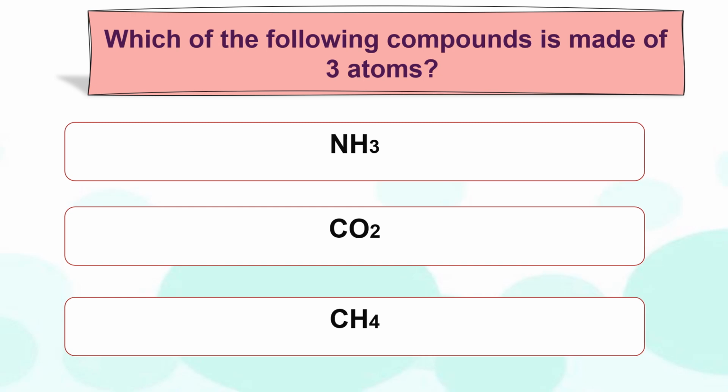Which of the following compounds is made of 3 atoms? NH3, CO2, CH4. You must count how many atoms. N is 1 atom, H3, 3 plus 1, 4. Then this is not correct. CO2: C, how many atoms? 1 atom. O, 2 atoms, 2 plus 1, 3. This is correct. CO2.